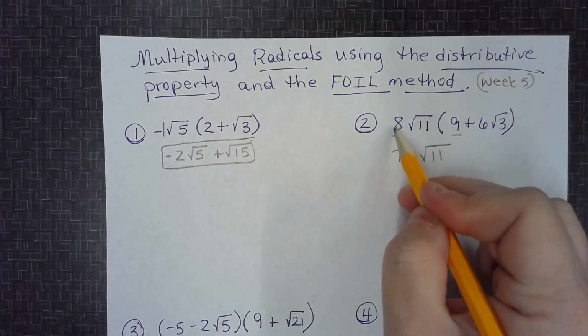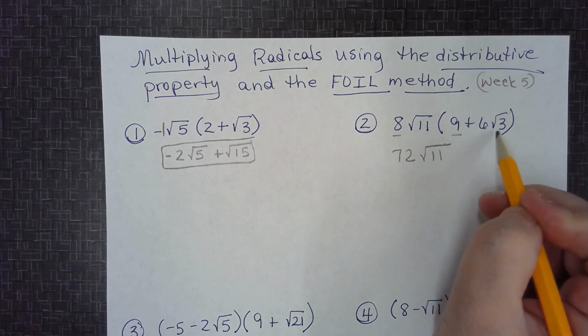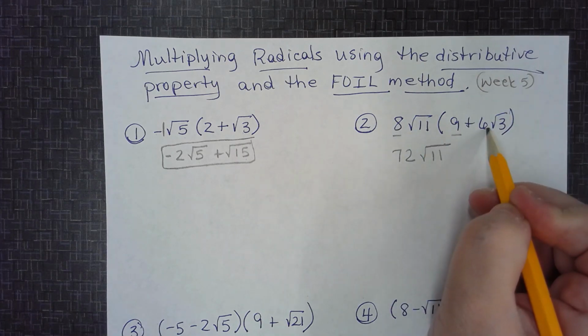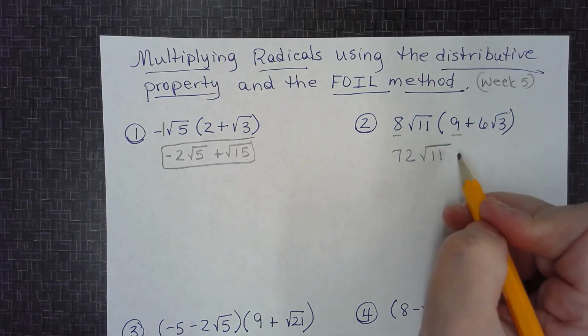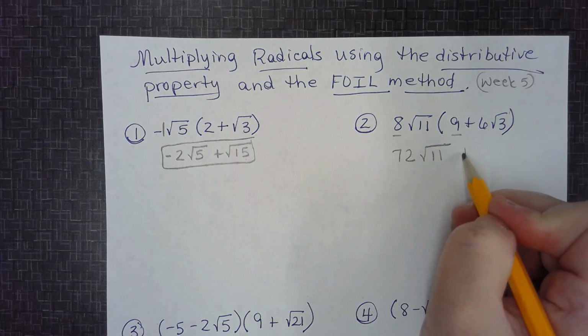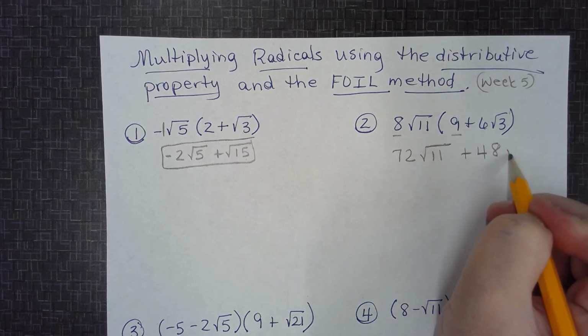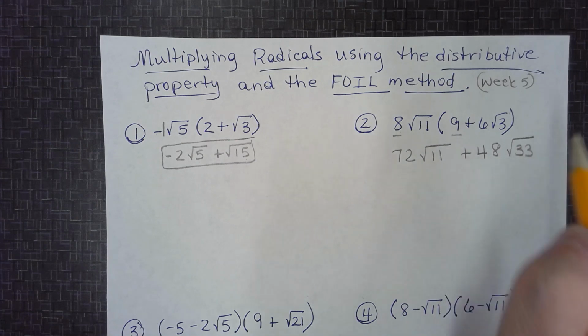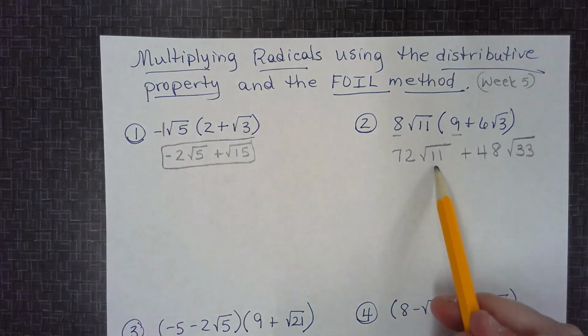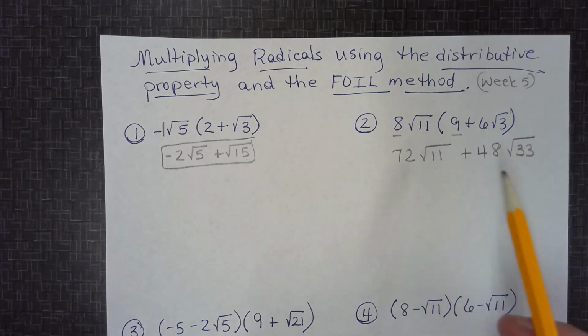And then we're going to do 8 square roots of 11 times 6 square roots of 3, where we can multiply the 8 times the 6 and the radical 11 times the radical 3. So it's going to be plus 48 radical 33. And we just have to check these. 11 is basically prime, so you know it's not going to break down any further. Think about it that way.